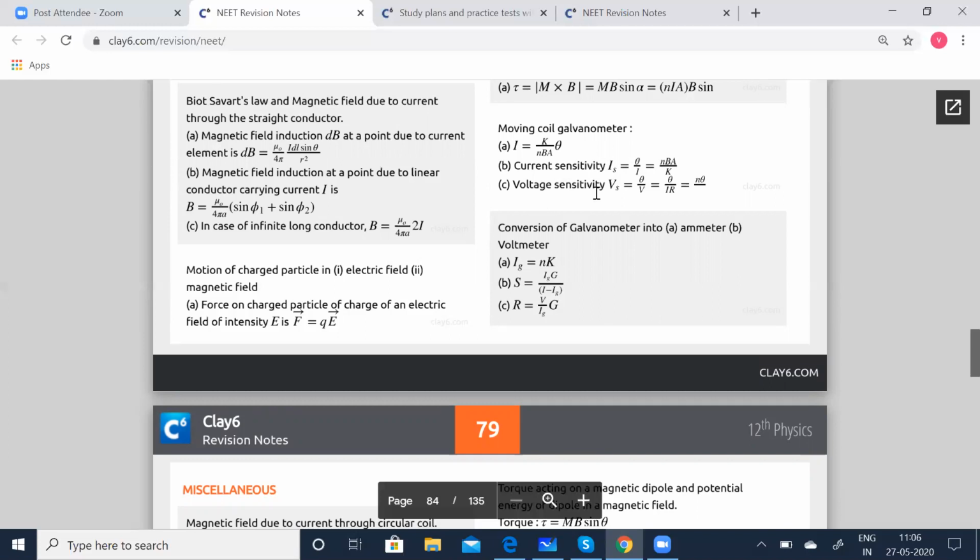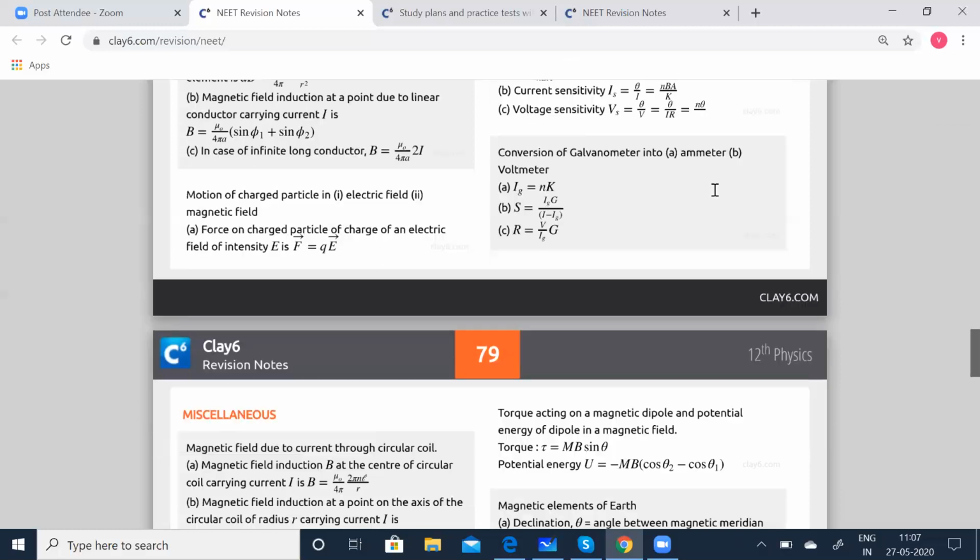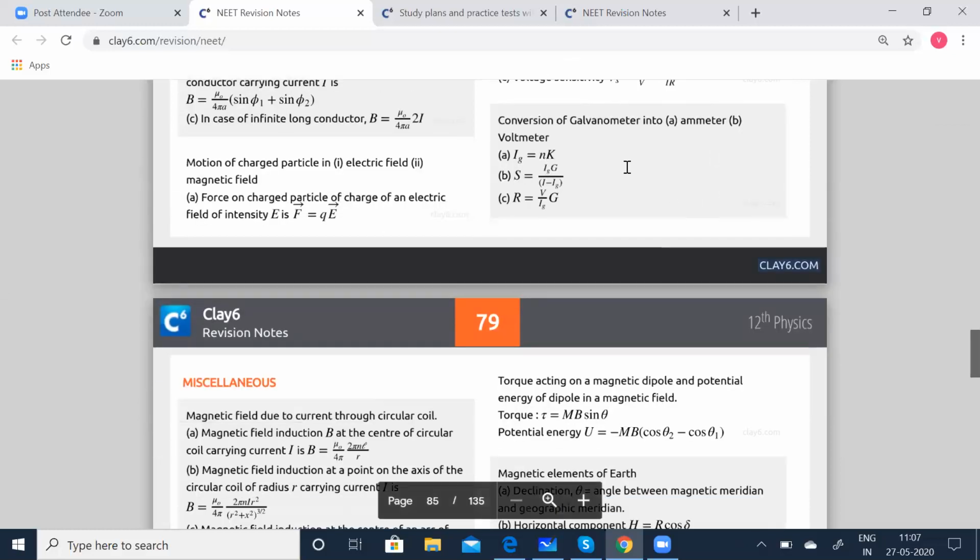If it is voltage sensitivity VS, then it is theta by V, which is equal to theta by IR. When we consider one turn, it is just theta by IR. If it is N number of turns, you take it as N theta by IR. Conversion of galvanometer into ammeter, voltmeter.